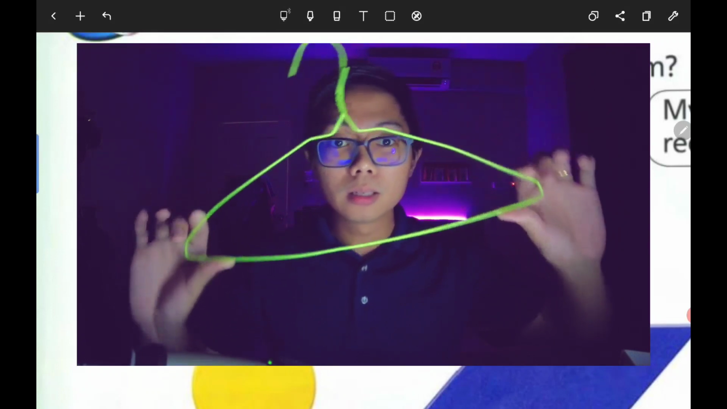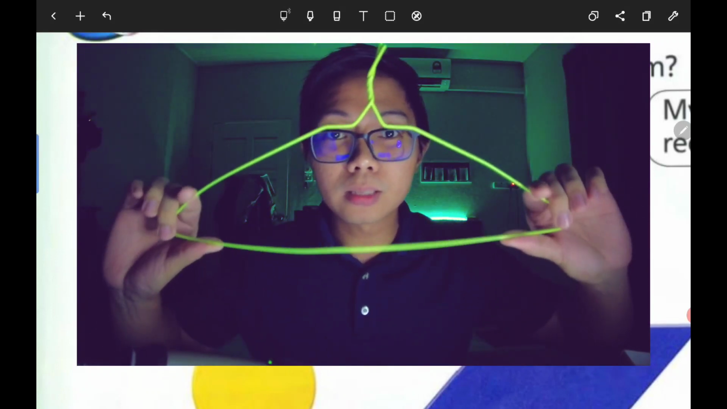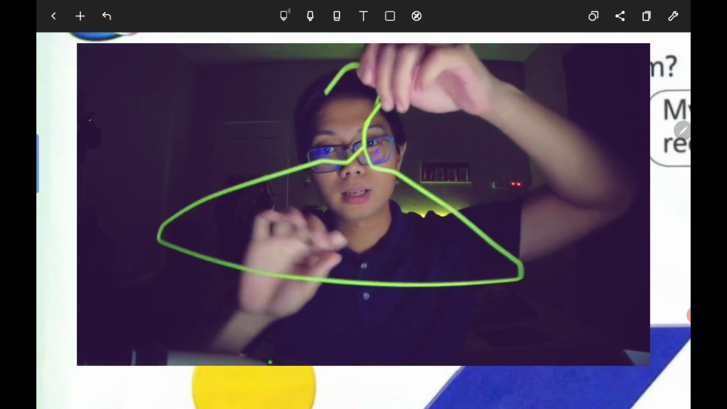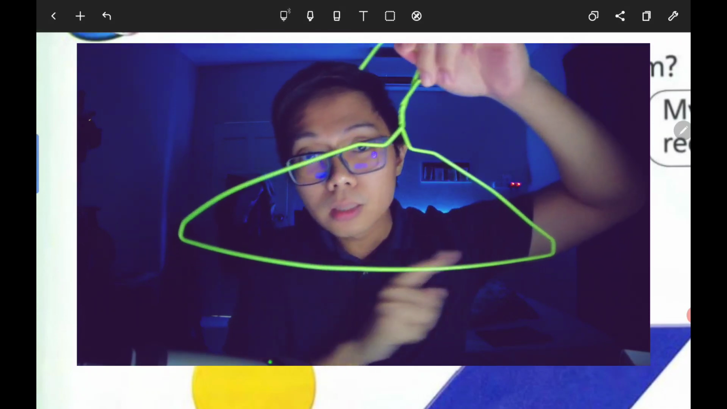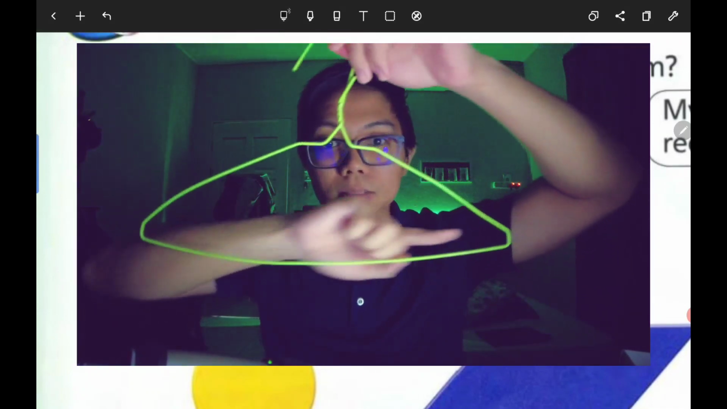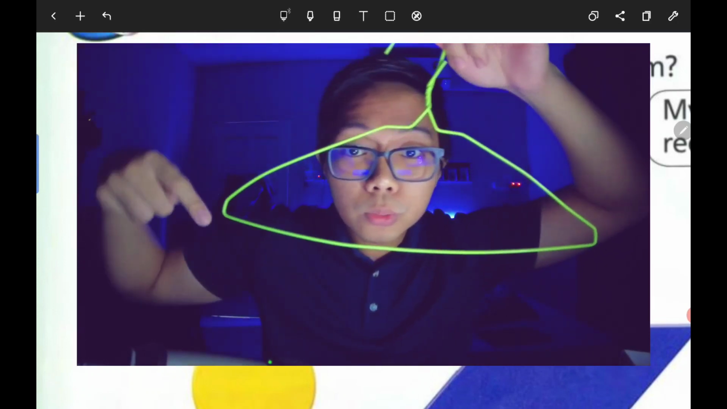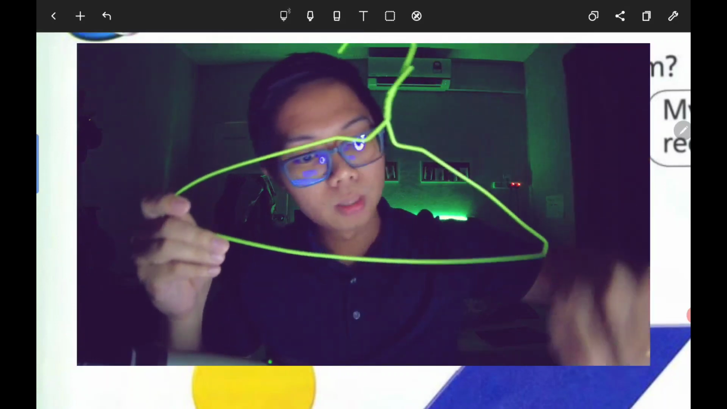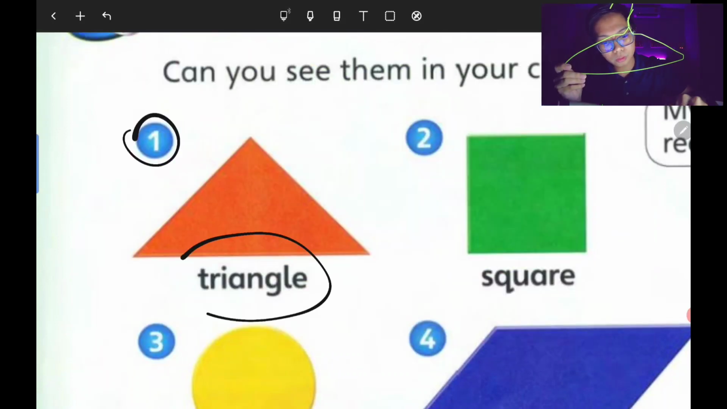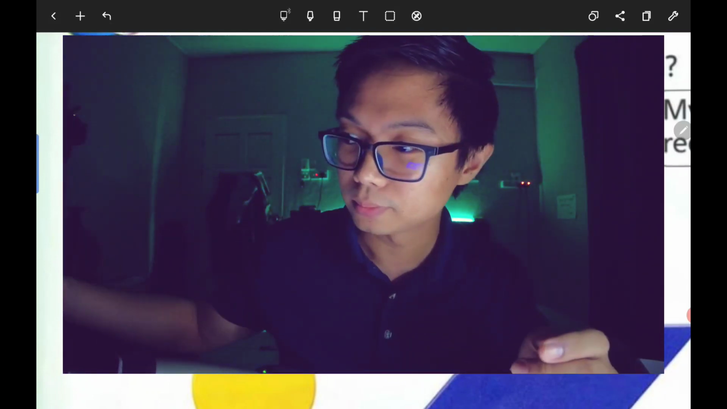It's my hanger. Okay, ini adalah gantung baju cikgu. Nih, alat nih. So if you see it carefully, the shape is triangle. Tri maksudnya ada 3. 1, 2, 3. Okay, so this is the shape of triangle, which is the first one. Triangle. So this is my hanger.